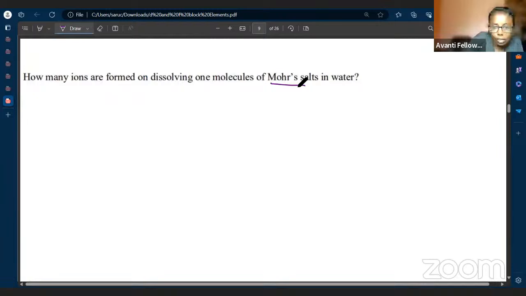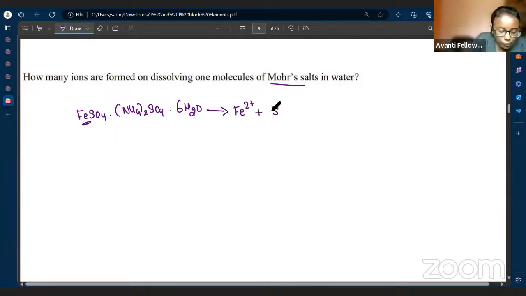So FeSO4 dot (NH4)2SO4 dot 6H2O, ferrous ammonium sulfate. When you dissolve it in water, you get Fe2 plus, SO4 2 minus, and NH4 plus. Now just balance the equation. You'll have 2 times SO4, so how many NH4 plus? You'll have 2 NH4 plus. So the total number of ions is going to be 5.